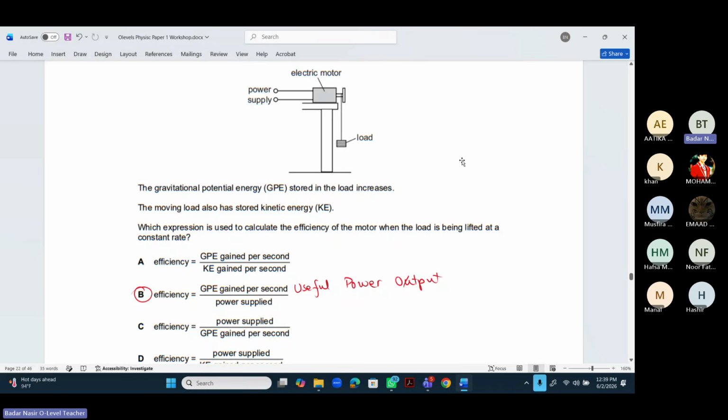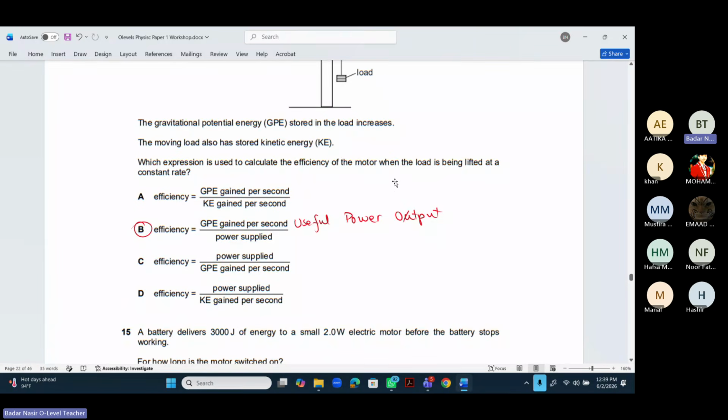So whenever you lift a load and it gains height, the gravitational potential energy that it gains is your energy output, and if you divide it by time, you get the power output.